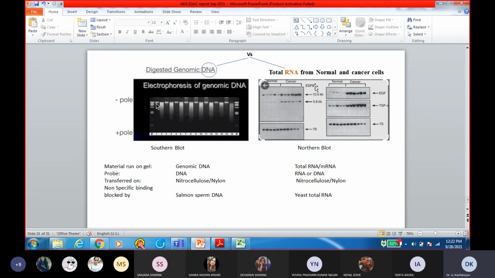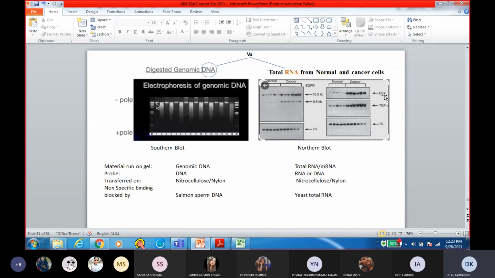Similarly, the epidermal growth factor receptor recognizes epidermal growth factor, and you can similarly see in a normal cell versus a cancer cell, not only is the receptor expressed at a very high level, even the growth factor is expressed at a very high level. Okay.